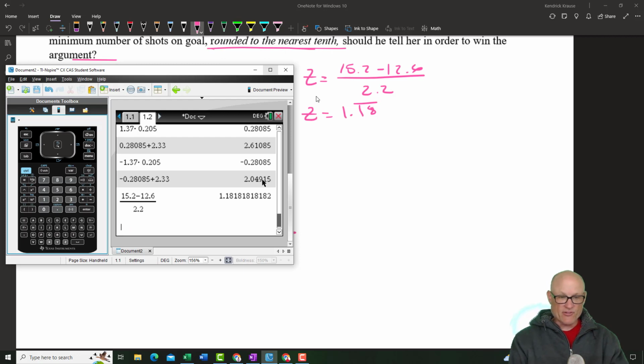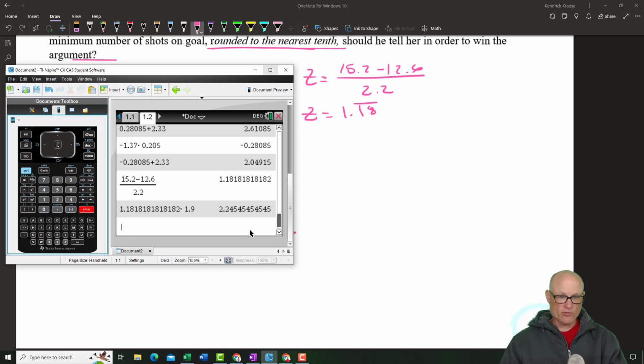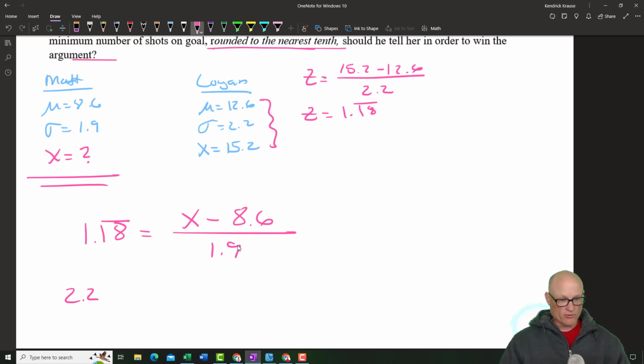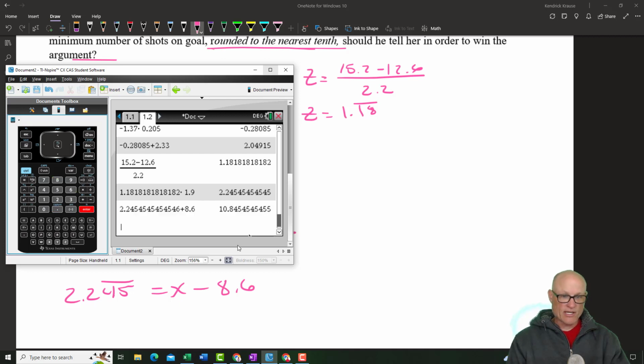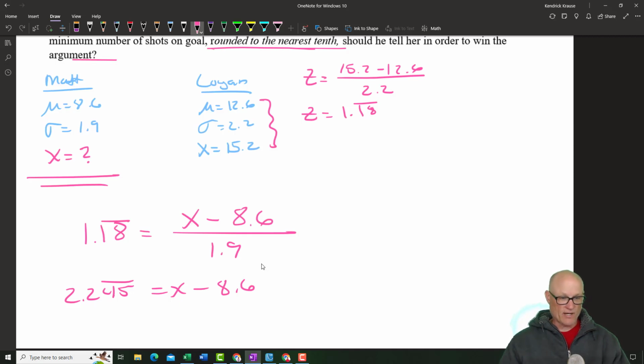So again, I've already got this number in here. I'm just going to hit times 1.9. And I get 2.24545. So 2.245 repeating equals x minus 8.6. So now I'm going to add 8.6, and I get 10.845. So x equals 10.845.